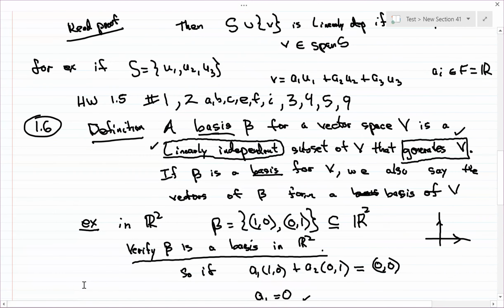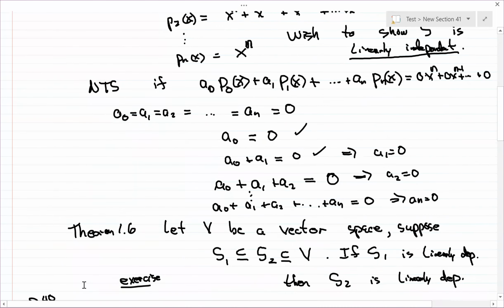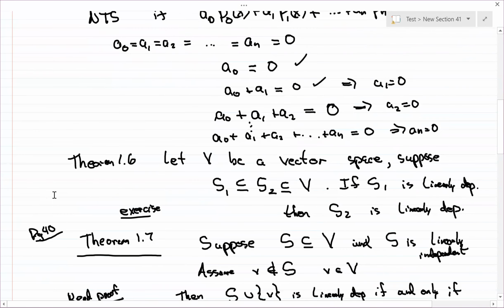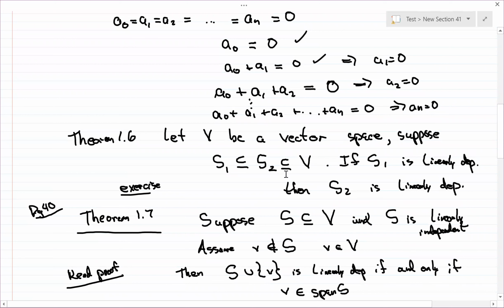I had a question on theorem 1.6. Yeah, this one, which was supposed to be an exercise. Sure. What's your question? So suppose S2 was linearly dependent. Would that also mean S1 is linearly dependent? Not necessarily. That's a nice question. It's actually trying to understand this theorem a little bit in terms of other possible assumptions.